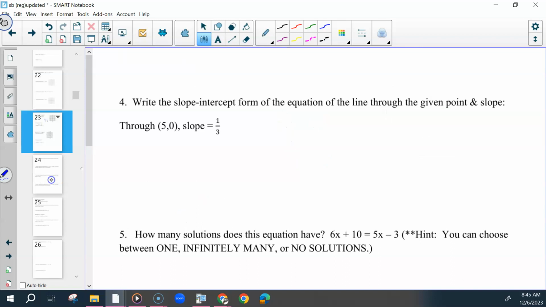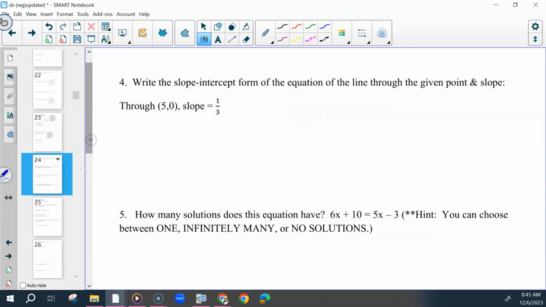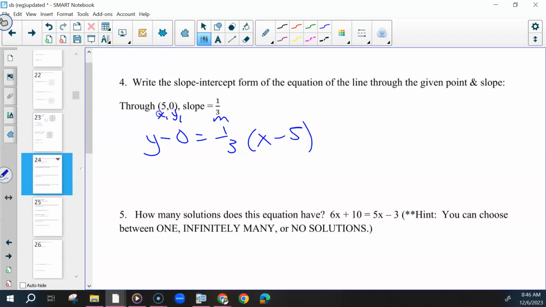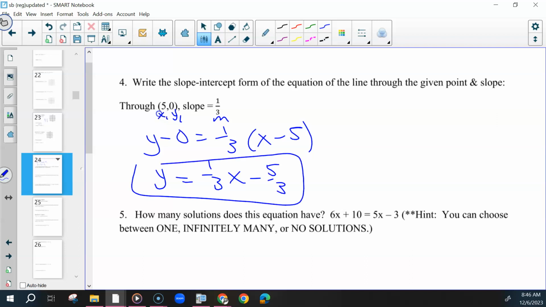On to number 4. Write the slope-intercept formula of the equation of the line through the given point and slope. So this is what we were just doing on the test. We have our x1, y1, and our m. So this would be y minus 0 equals 1/3 times x minus 5. This is just going to become y, and we can distribute the 1/3. Y equals 1/3 x minus 5/3. Questions on that one?